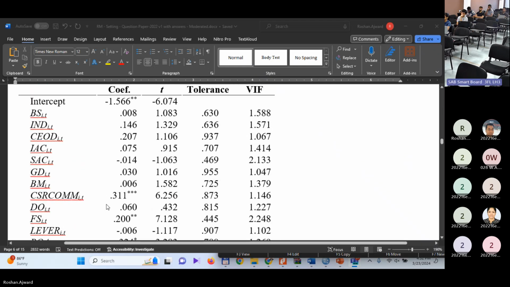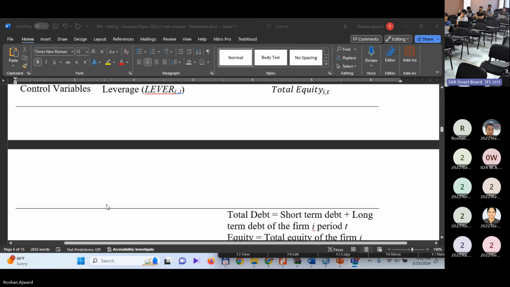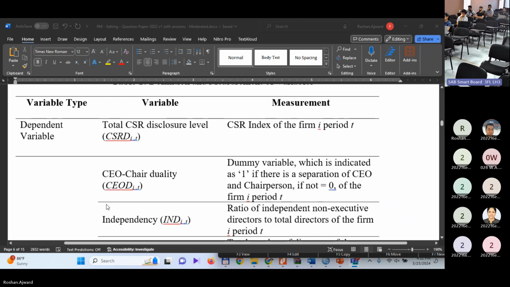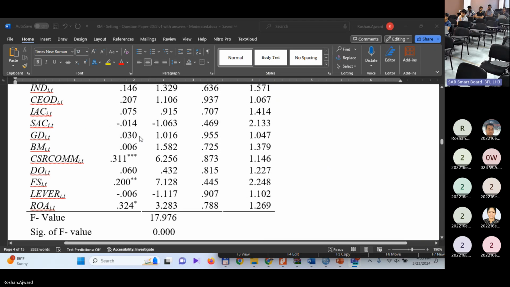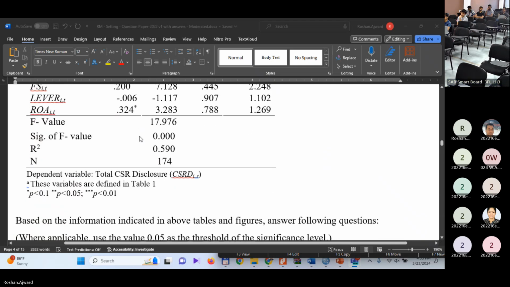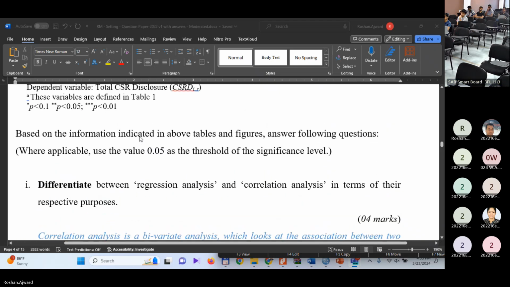Okay. Now what does B stand for? Both sides, both independence. If you don't know, you can go and see the table. B is both sides. Okay. Now tell me, differentiate between regression and correlation analysis. Why do you do regression analysis and why do you do correlation analysis?